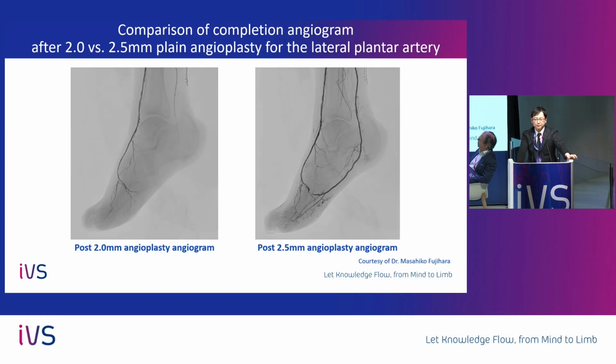So comparison of completion angiogram after 2 mm versus 2.5 mm balloon angioplasty for the lateral plantar artery is shown here. After angioplasty with the 2.5 mm balloon, inline flow from the posterior tibial artery to the lateral plantar artery increased compared with the 2 mm balloon catheter.